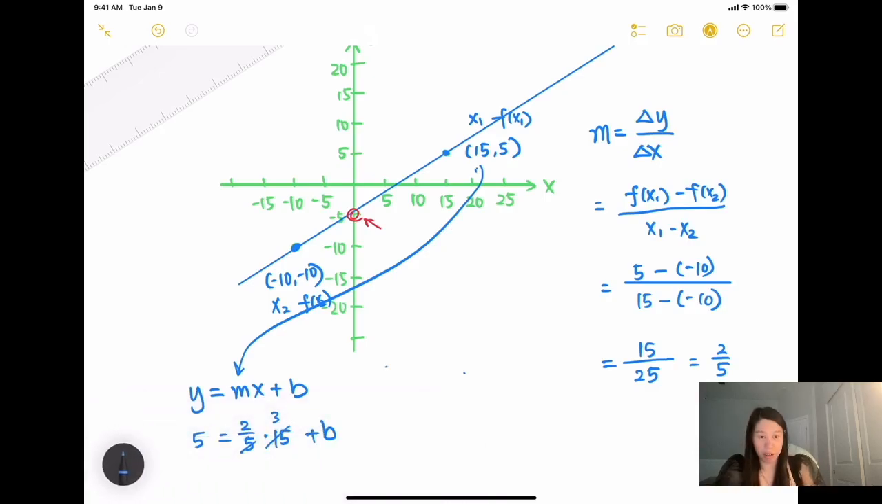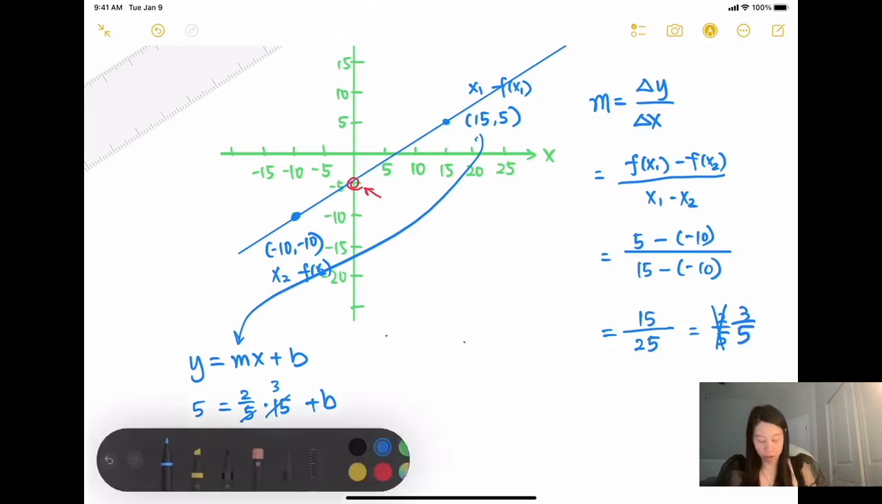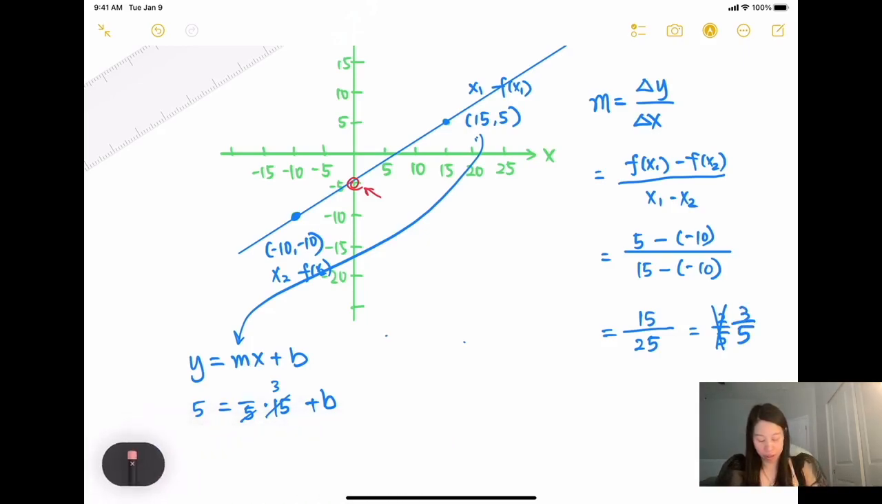Oh, I did this wrong. I don't know, did you catch my mistake or not? I did this wrong. So this should not be 2/5. You divide by 5 on both sides, you may find it. This is 3/5. So our m is equal to 3/5. I knew something was off. So here should be 3. Okay, so I have 5 equals 9 plus b. And then next we subtract 9 on both sides. We have b equals -4. So look, our y-intercept is not -5, it's -4.